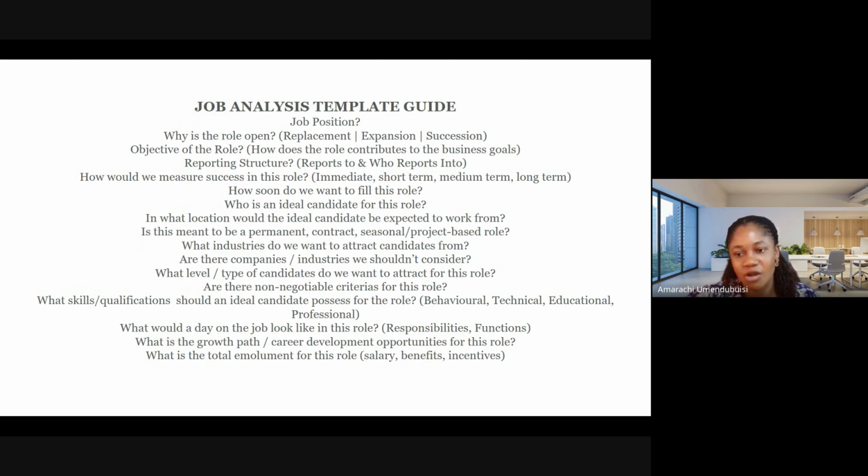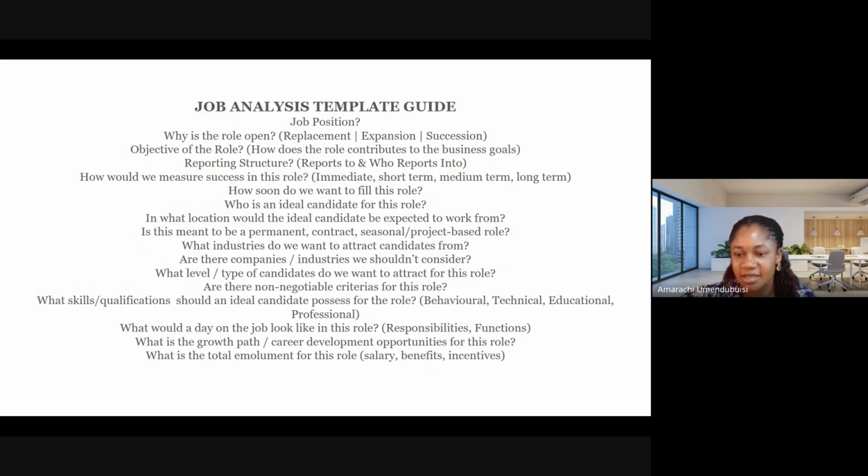Because in all honesty, everybody is busy at work. Everyone has their own deliverables. Everyone has their own responsibilities in the workplace. So it is your job as a recruiter, as a TA person, as an HR person, to help them understand the responses that you need from them. So when you ask them, why is this role open? Don't just leave it at that.